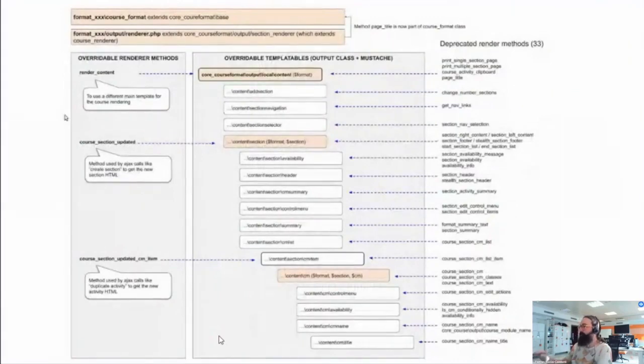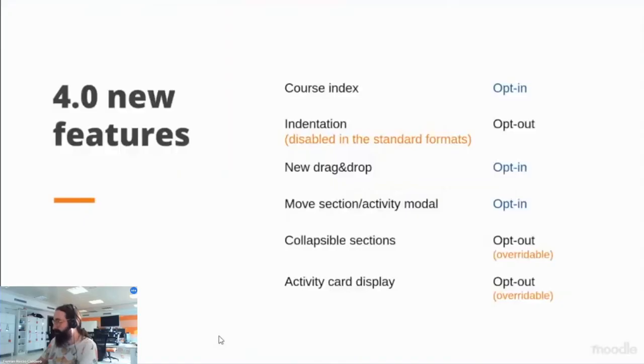Okay, so this diagram represents that part. You will have it on the wiki soon when we open the 4.0 wiki pages. Okay, those are most of the new features in 4.0. And this small table is about opt-in and opt-out.